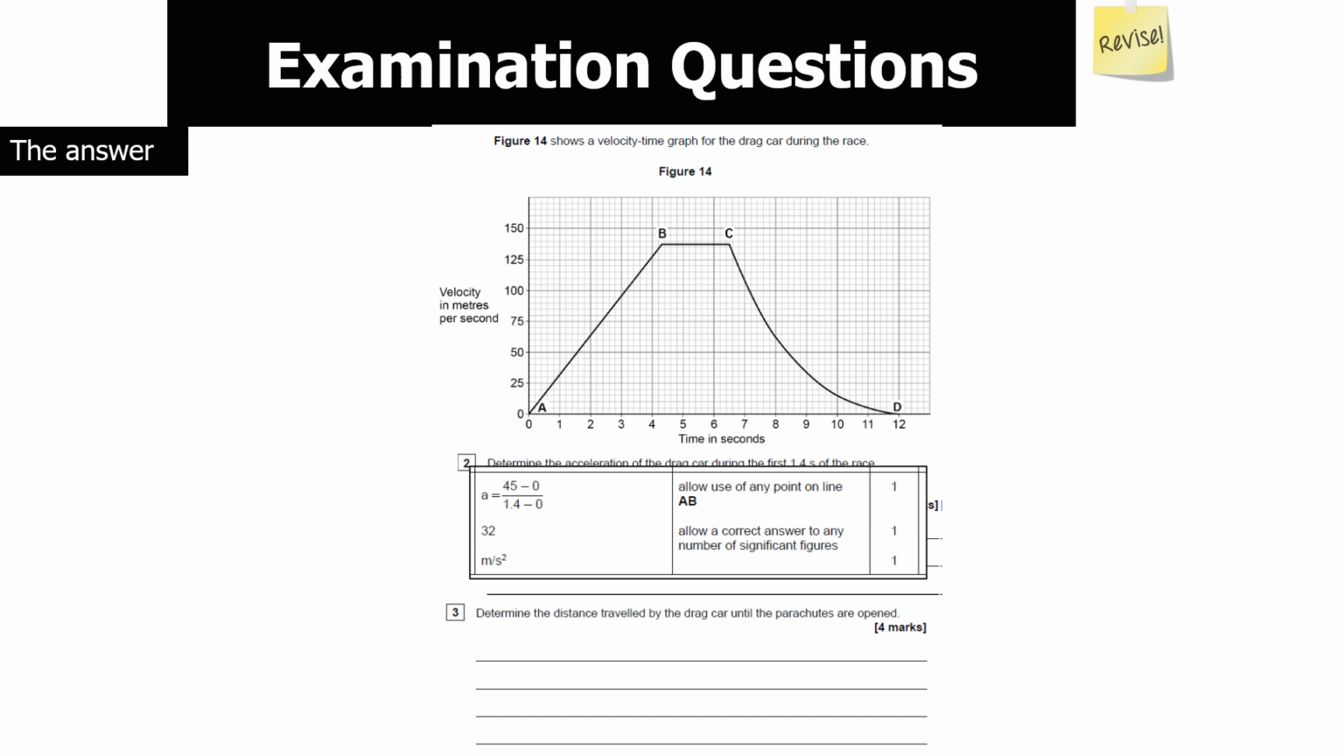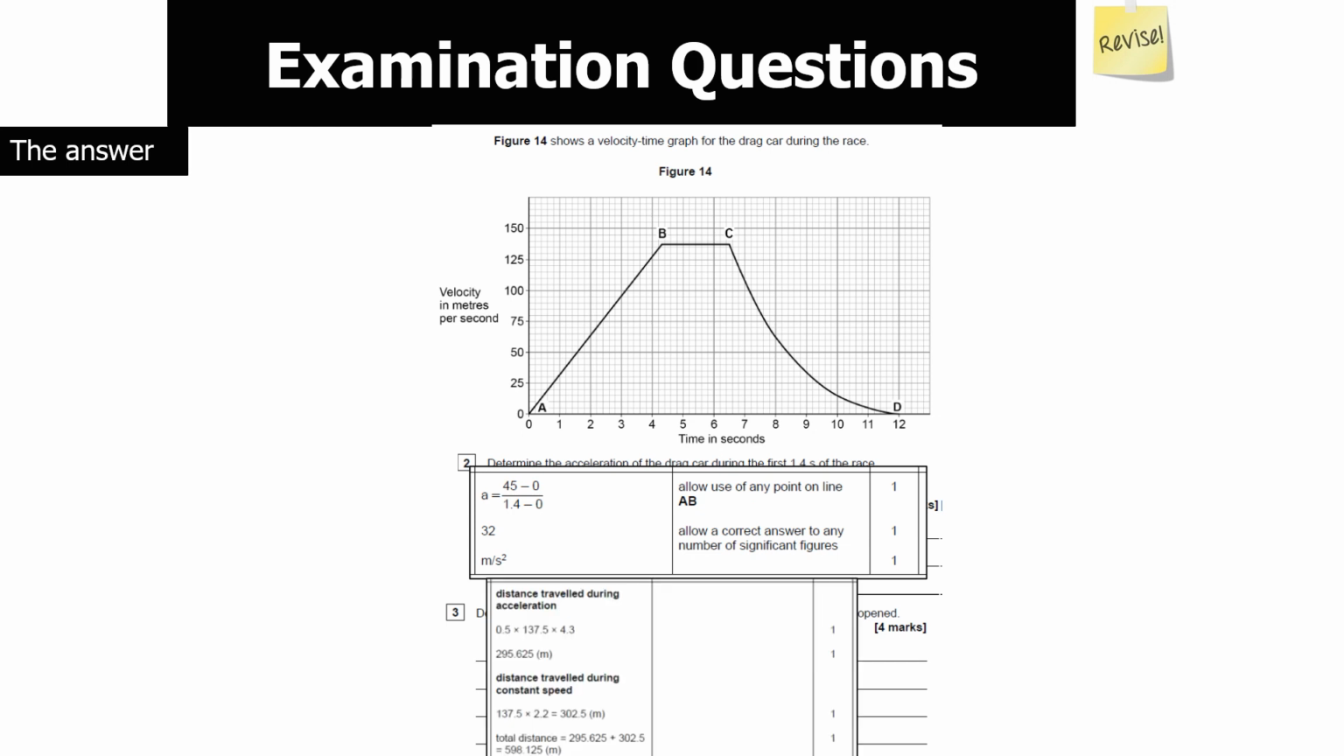Now it's important to know that the distance travelled in a velocity-time graph is the area under the graph. So therefore, what can we say? Well, the distance travelled during the acceleration is going to be 0.5 times 137.5 times 4.3, which is about 296 meters. Again, why is it a half times those two numbers? Because you'll notice that at that point of constant acceleration, it's a right-angled triangle.